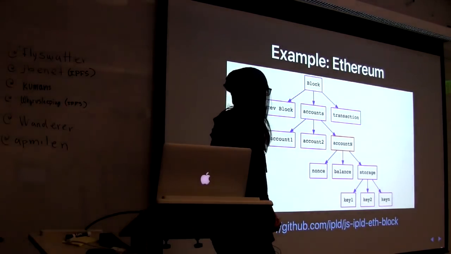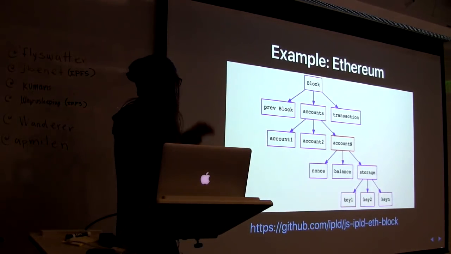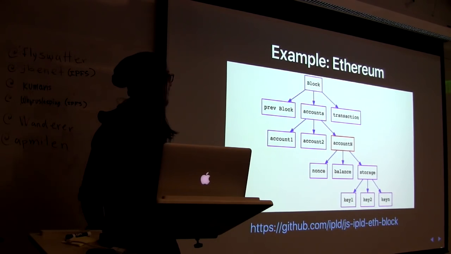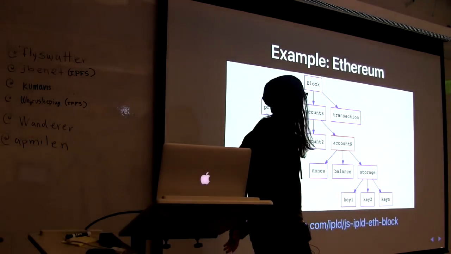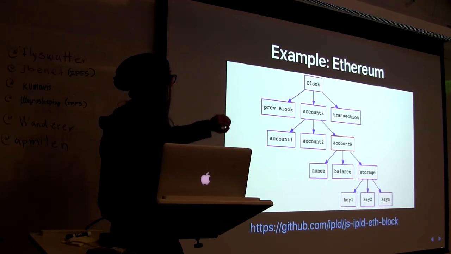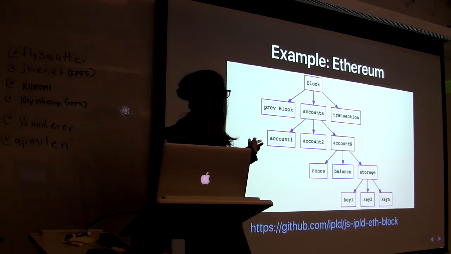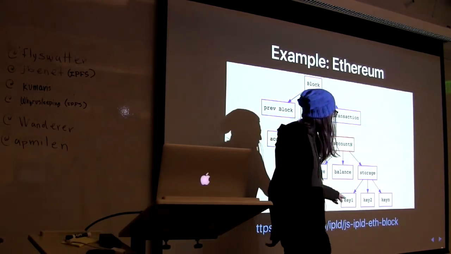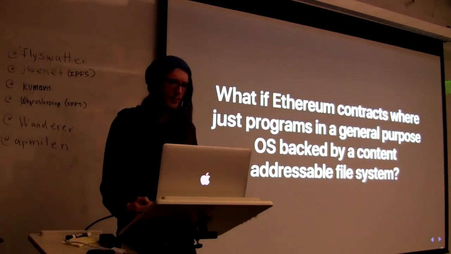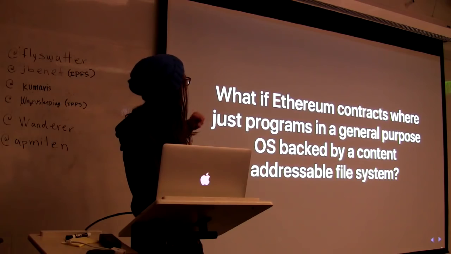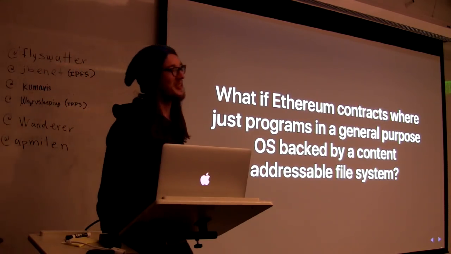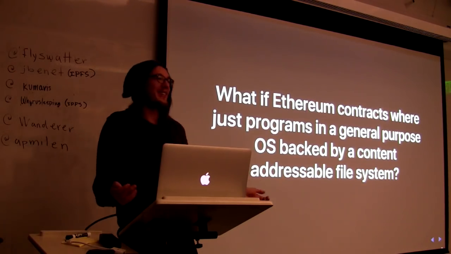One thing we can do with translators that Kamavis has been working on, which is super cool, is importing the blockchain into IPFS. This isn't actually the structure of what Ethereum looks like totally. I left out a lot of stuff, but this is an example of what it'd look like. You have a block at the top level, then accounts, and all your different account addresses, and inside an account you have a nonce, a balance, and storage, and inside storage you have all your different keys. We have this file structure now. What if Ethereum contracts were just programs in a general purpose OS backed by a content addressable file system? It's sort of a mouthful, but that would be pretty cool, I think.